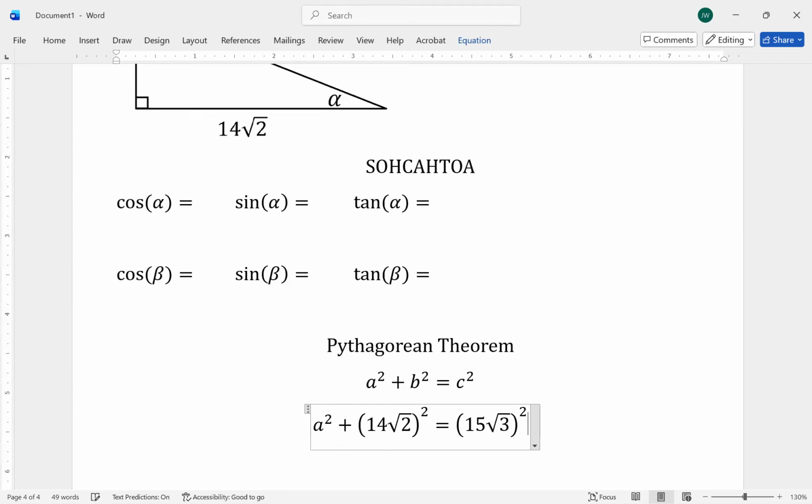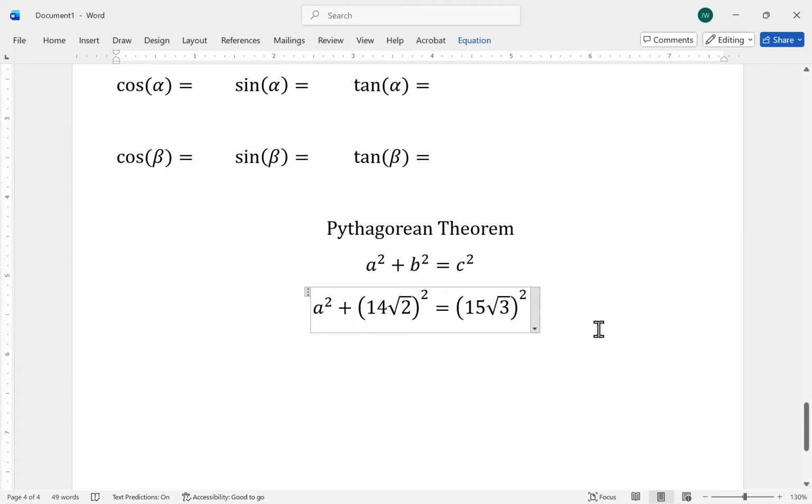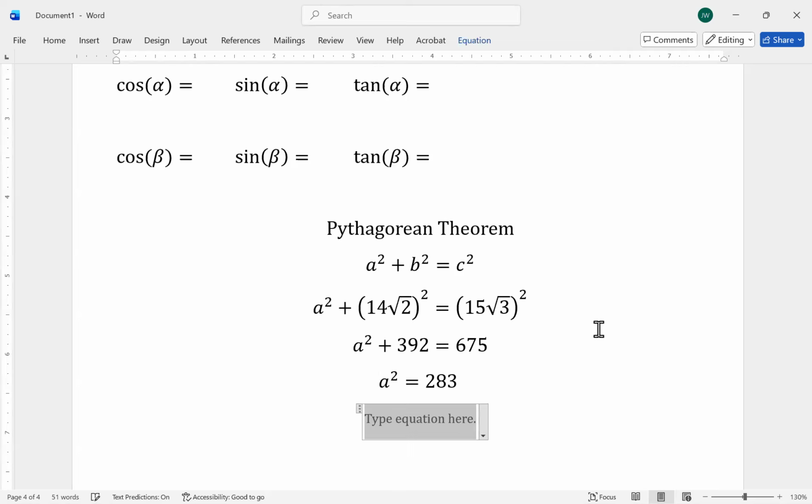15 times the square root of 3 is the length of the hypotenuse. So what we get there is a squared plus 392 is equal to 675. Subtracting 392 from both sides gives us a squared is equal to 283. Taking a square root of both sides gives me a is equal to the square root of 283. And 283 underneath a square root is not going to be able to be simplified. We can approximate that value, but we can't simplify it any more than square root of 283.